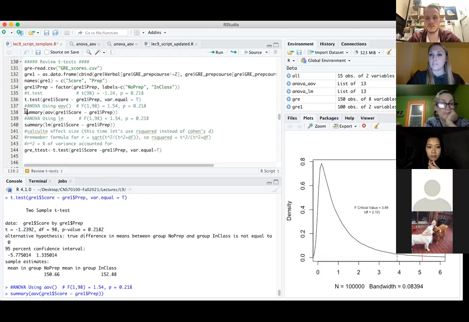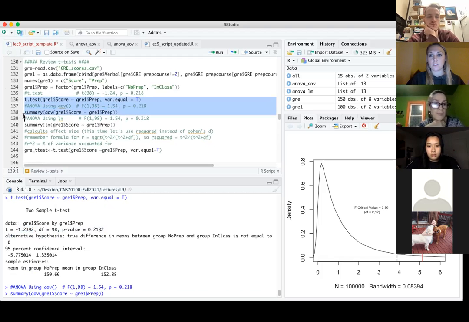Why can't I show you this exact same thing if I have three levels? A t-test only compares two levels. Exactly. A t-test only compares two levels and ANOVA can compare more, but an ANOVA can compare two levels. It's just a t-test. But an ANOVA can also do three levels or more, right? Because an ANOVA is going to say, okay, is there at least one difference among all these levels?